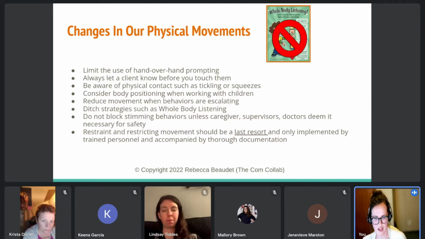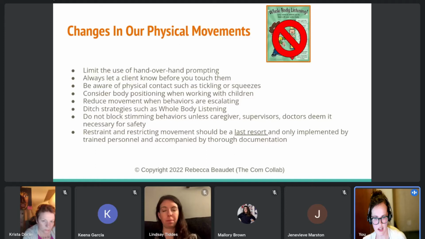Be aware of physical contact such as tickling or squeezes. A lot of younger students especially are seeking that sensory input, even some of our older clients. So we really need to be aware of when and if that's appropriate. With some kids, and in some settings, it's going to be. You really need to know your school or your company's policy around physical contact with clients and students. And then again, considering their age and body autonomy.